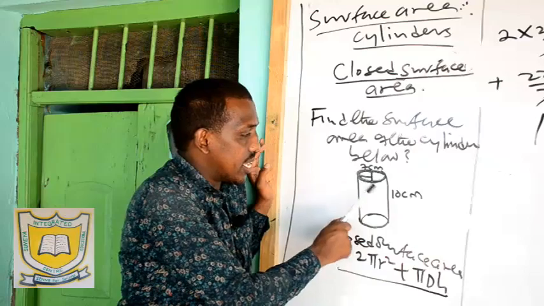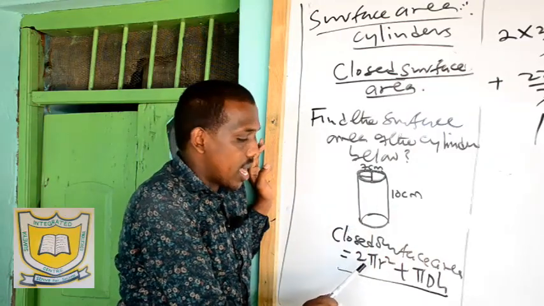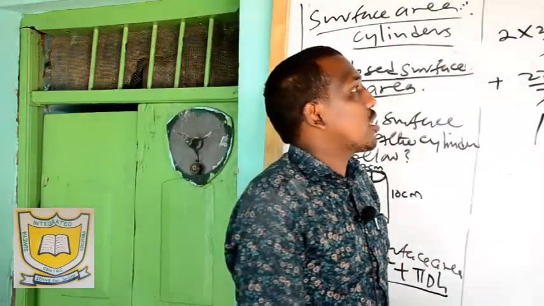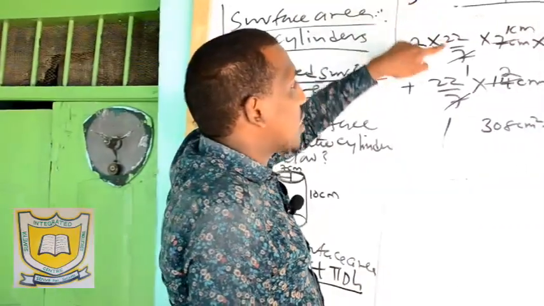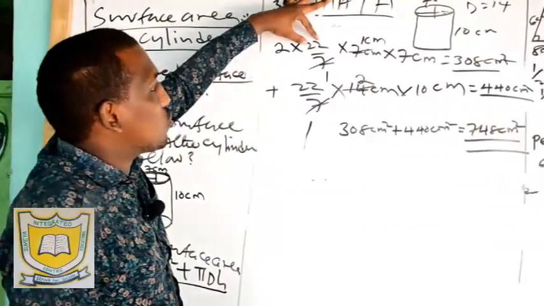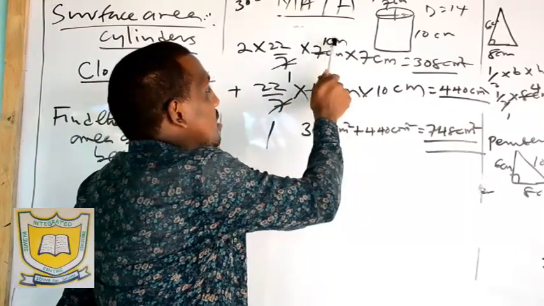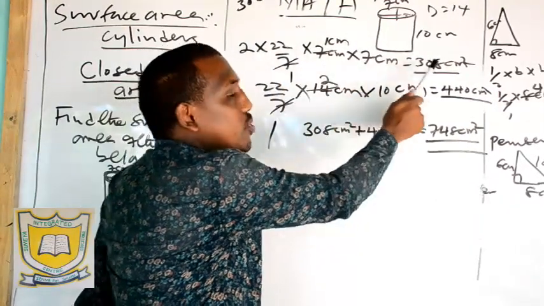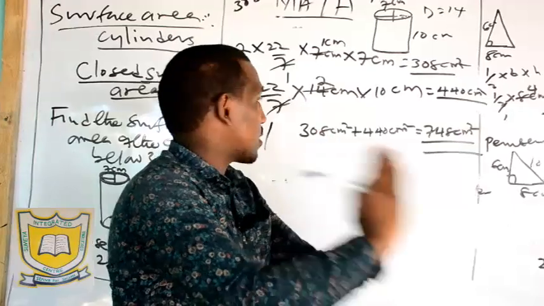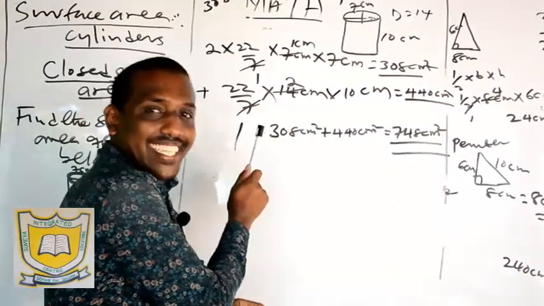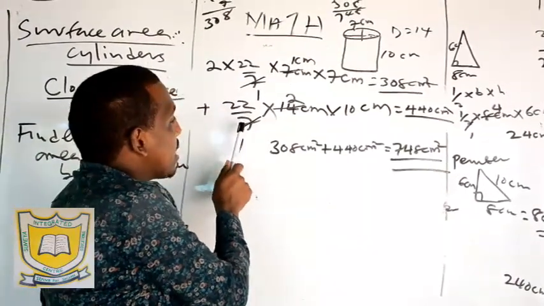So this is the radius and this is the height. So 2πr² + πdh. Remember we said 2 times 22/7 times 7 times 7. The 7s cancel, and 22 times 2 times 7, you get 308. You put it somewhere.